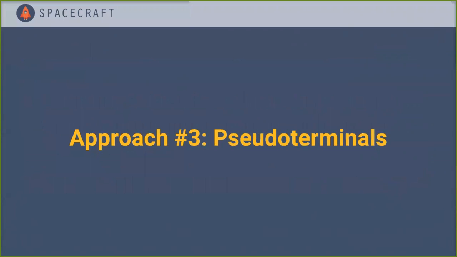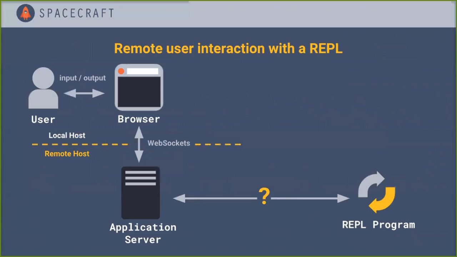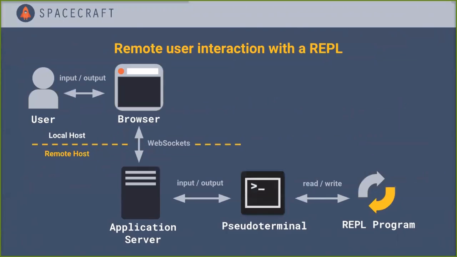Now, our final approach: pseudo-terminals. Pseudo-terminals solve the problem of the missing piece between our application server and the REPL program. So in this diagram from earlier, as you can see, there's a missing piece, right? With pseudo-terminals, however, it basically solves the communication between the application server and the REPL program.